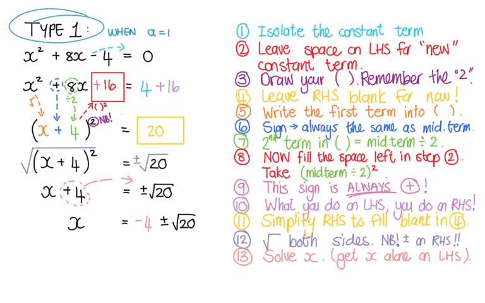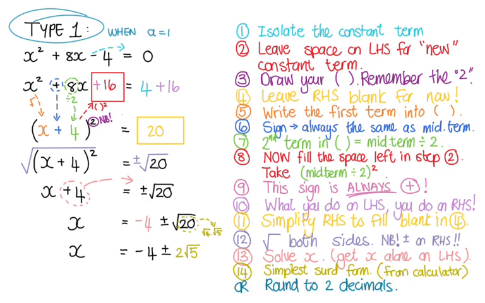And now they can ask you to end it in 2 ways, either in simplest surd form, for which we need to go and look at that 20 under the root, which we can write as square root 4 times square root 5, which is simplified to 2 square root 5, which we can do on a calculator as well. Or they can ask you to round to 2 decimals, which you need the calculator for. So you'll just go and press the S to D button to get those 2 decimals.